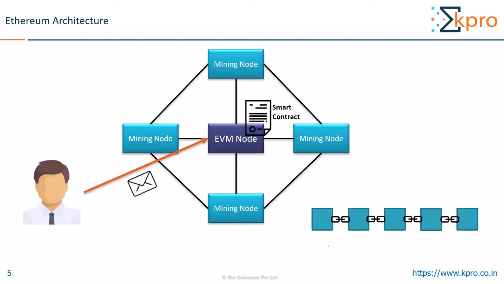The transaction is digitally signed with the sender's private key to ensure that the identity of the sender can be established while verifying the transaction and changing the balances on multiple accounts. So this is all about the Ethereum architecture.